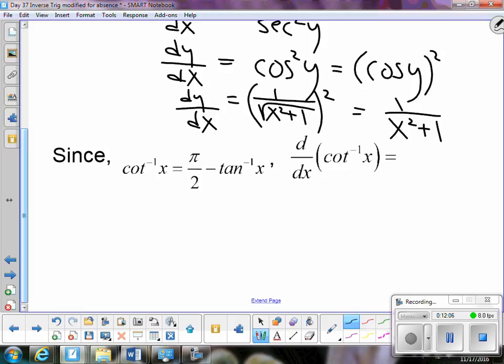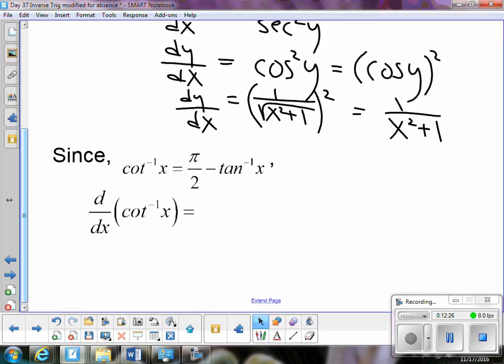The angle whose cotan is x, the inverse cotan of x, is just pi over 2 minus the complement of the angle whose tan is x. So if you took the derivative of both sides, the derivative of pi over 2 would be 0. And then we know what the other part is, so what we'll wind up with is just negative 1 over x squared plus 1.